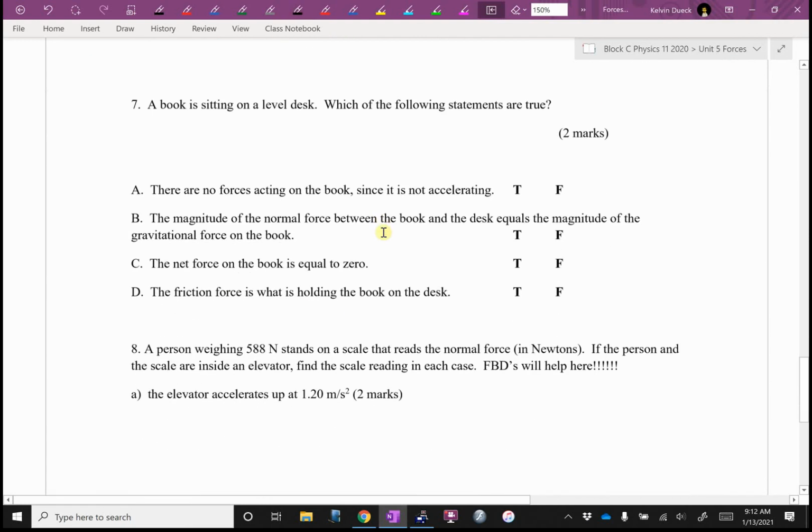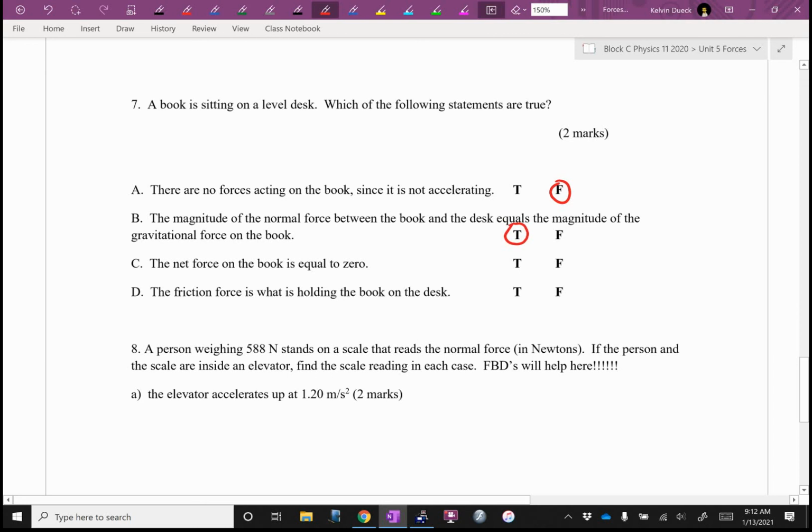And you've all turned the page. A book is sitting on a level desk. Which of the following is true? There are no forces acting on the book because it's not accelerating. No, definitely gravity is acting on it. The magnitude of the normal force between the book and the desk equals the magnitude of the gravitational force on the book. Is it sinking into the ground like quicksand? Is it flying like Superman? Then I think that's true.